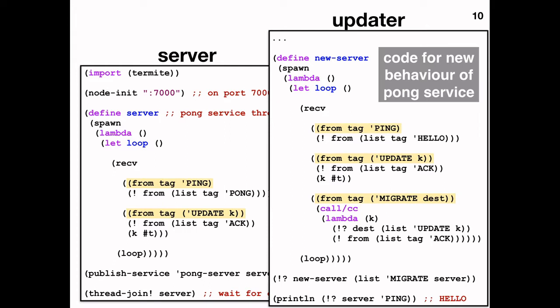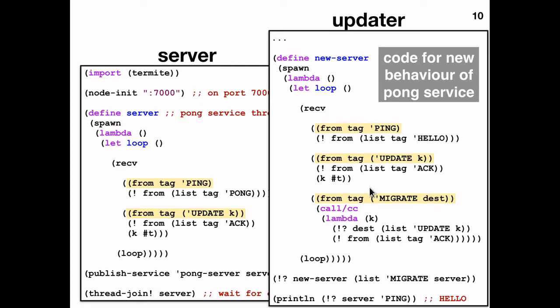So we can have an updater which implements the new behavior of the pong service. It's common to preserve the interface of the old behavior. So there's the ping, which now replies hello, which is a new behavior, and update, which is the same update as in the old behavior. There's also the migrate message. This is the message that allows migrating this behavior to another node.